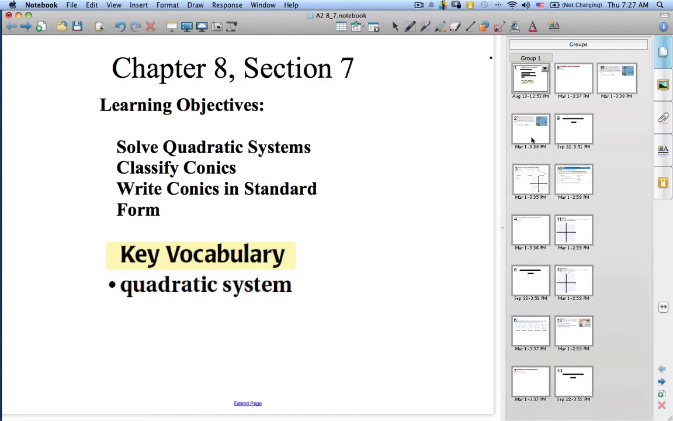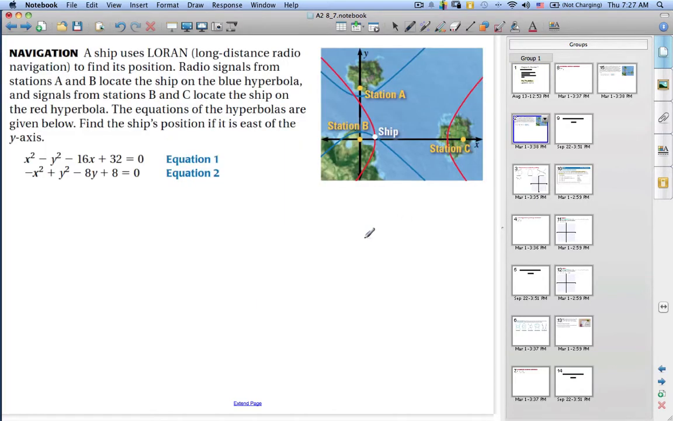So the type of problem that might be used to do this is using LORAN, which is a radio navigation system, to triangulate to find the ship's position. So you'll see that radio signals from stations A here and B and C help locate the position of this particular ship. And then they give us these equations. You can see that the equations for these look like they're hyperbolas. The minus sign here would be a good clue that that was the case.